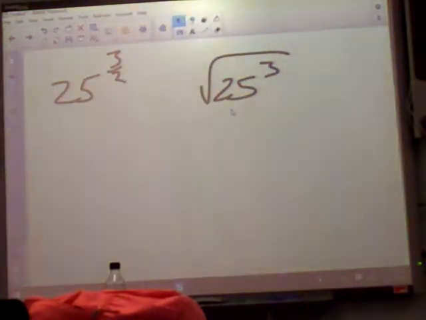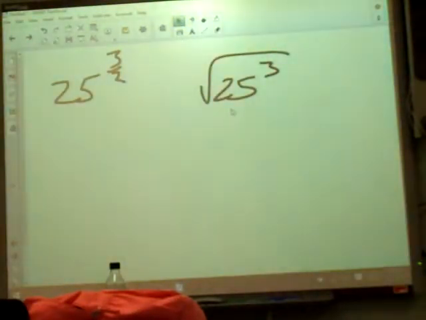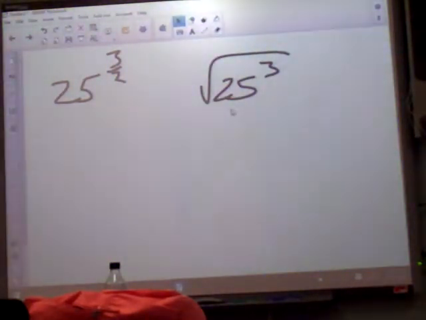If I wanted to work it out this way, which would I do first? 25 to the third or the square root of 25? What's your thoughts on that? Square root. I would be with Zane on that. Wonder why. He said do the square root first.